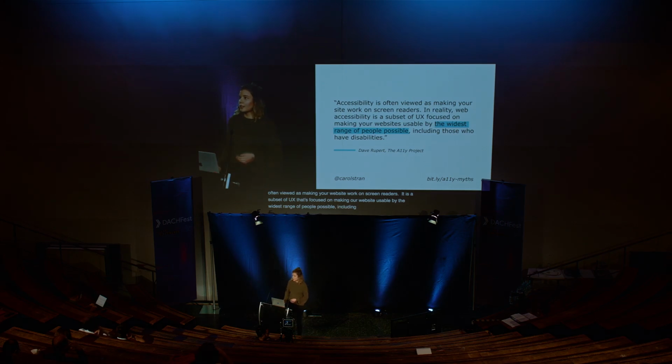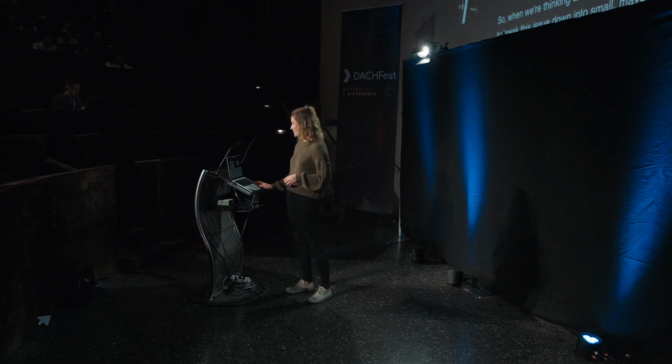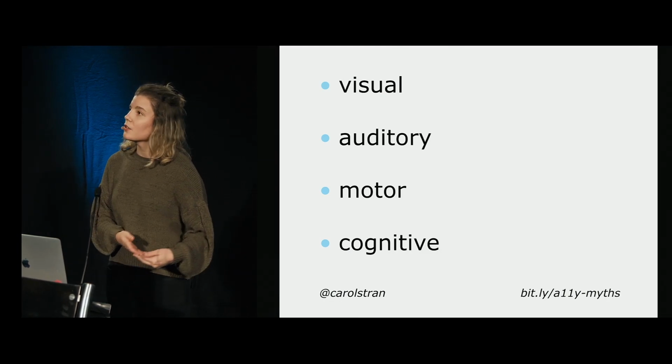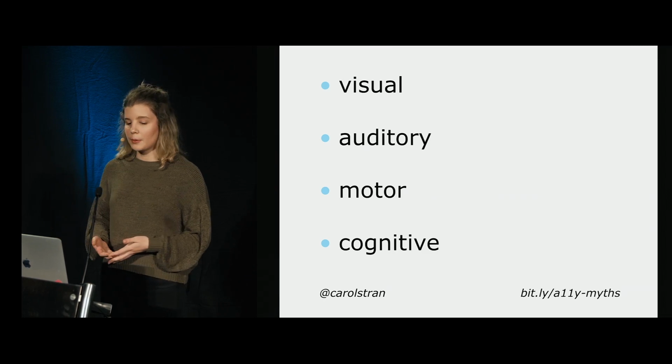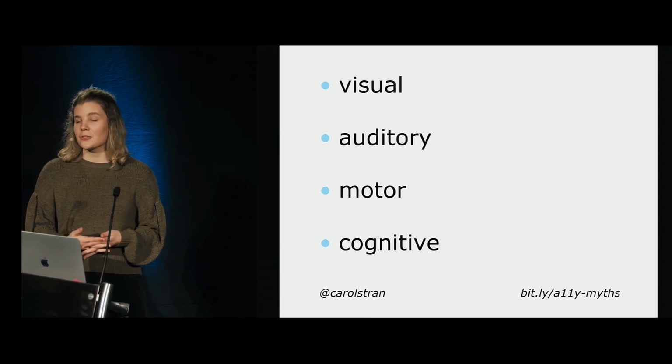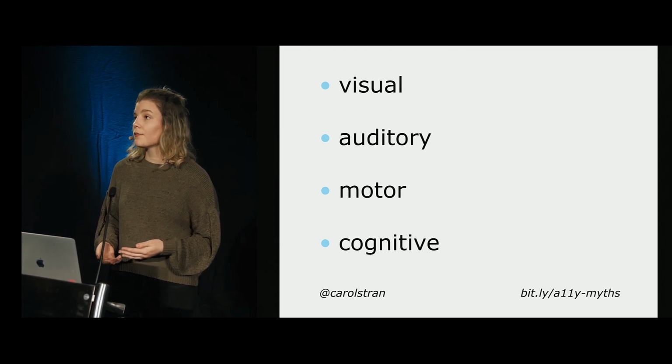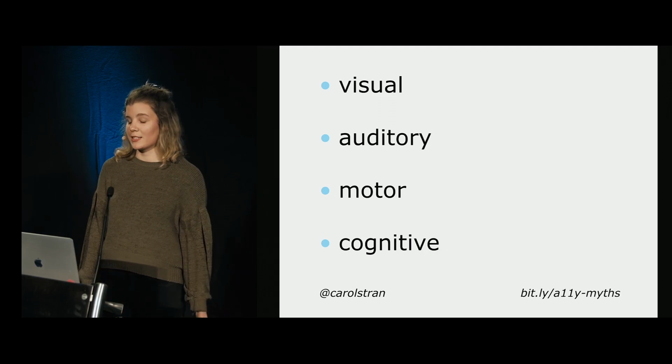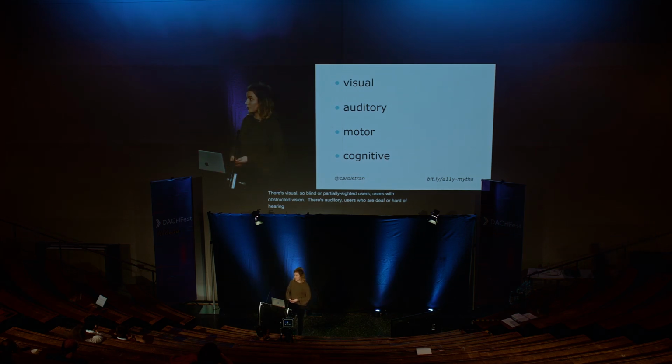So when we're thinking about inclusivity on the web, it can be useful to break this issue down into smaller, maybe more digestible chunks. And in that same blog post, for instance, Dave breaks accessibility down into four different categories. There's visual, so blind or partially sighted users with obstructed vision, color blindness, or even just your aging parents. There's auditory, so users who are deaf or hard of hearing and could benefit from things like live captioning like we have on the screen today, or transcripts of audio material.